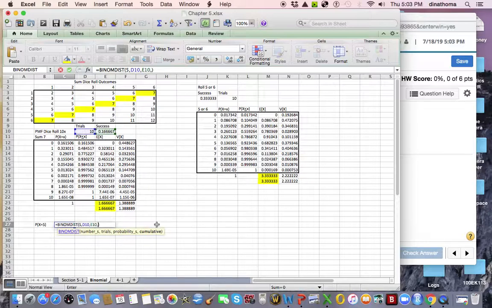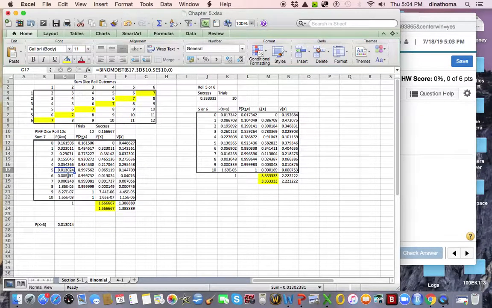And then it wants to know, do you want the CDF or not? If you want the CDF, you put in the value 1. If you want the PDF, you put in the value of 0. And since I'm doing equals, I put in the value of 0. And there is the probability that I get exactly 5 7s in 10 rolls, which you can see matches my table because I built it that way.